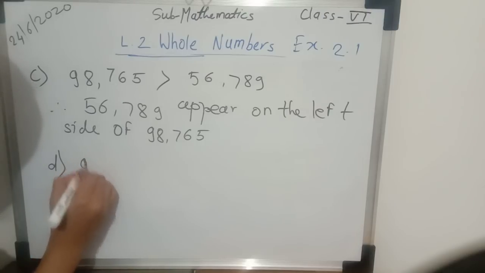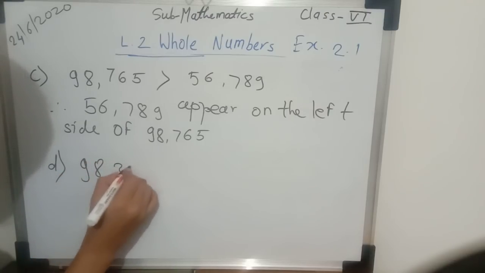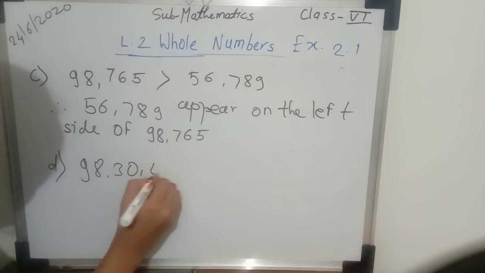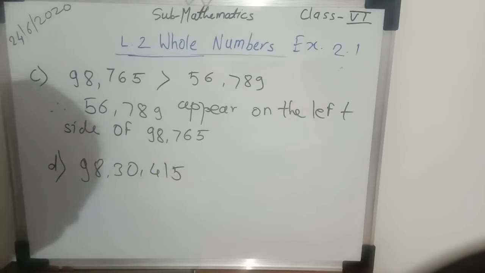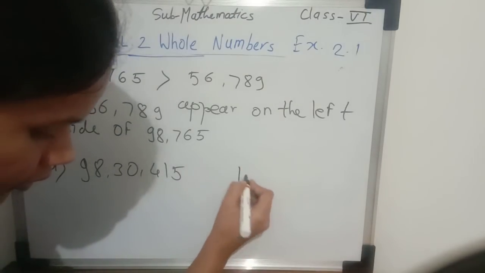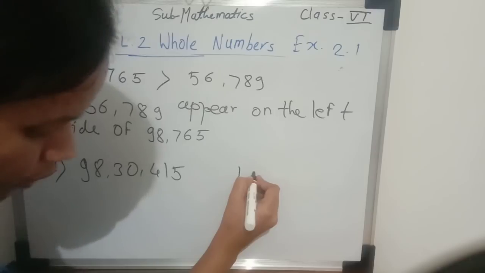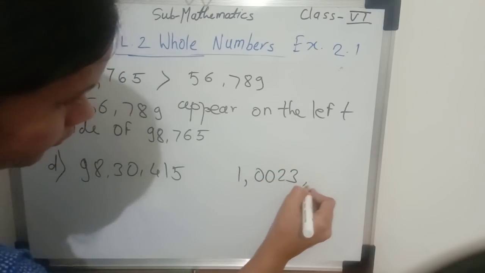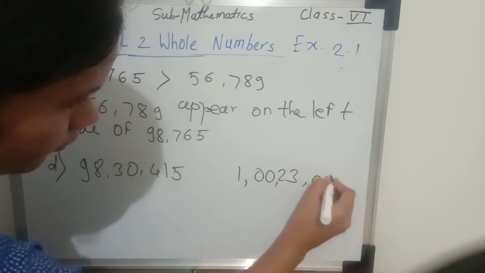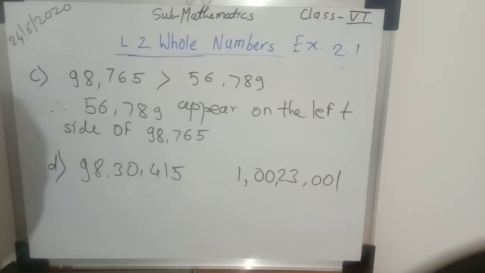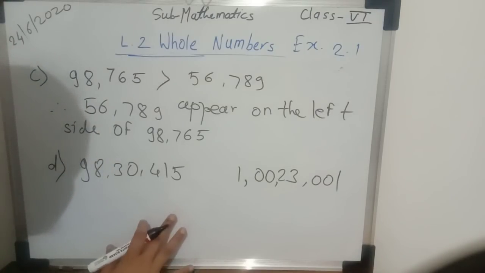Last example is 98,30,415, and here the number is 1,23,001. So I think in your textbook commas are not there.